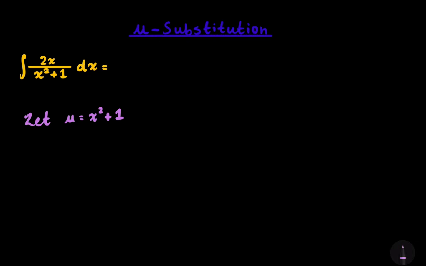And then what happens if we want to take the derivative of u? Let's go ahead and differentiate u. So if u is equal to x squared plus 1, then du by dx, the derivative of u with respect to x, is simply 2x. So we have u, x squared plus 1, and the derivative of u with respect to x, which is equal to 2x.